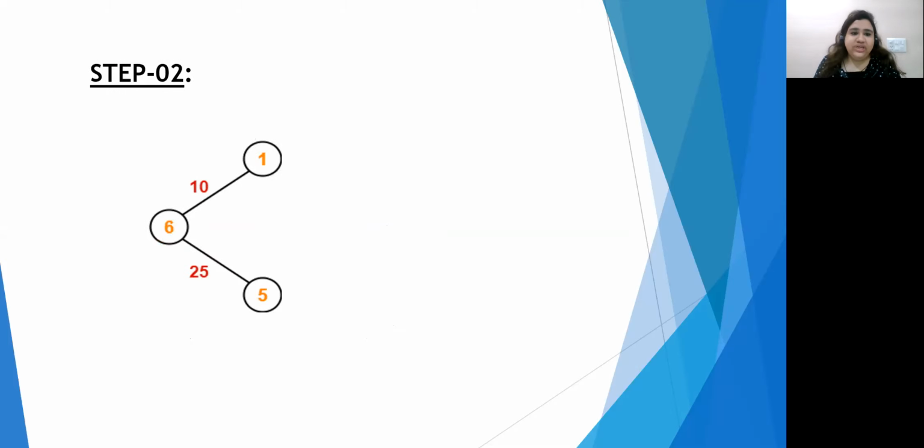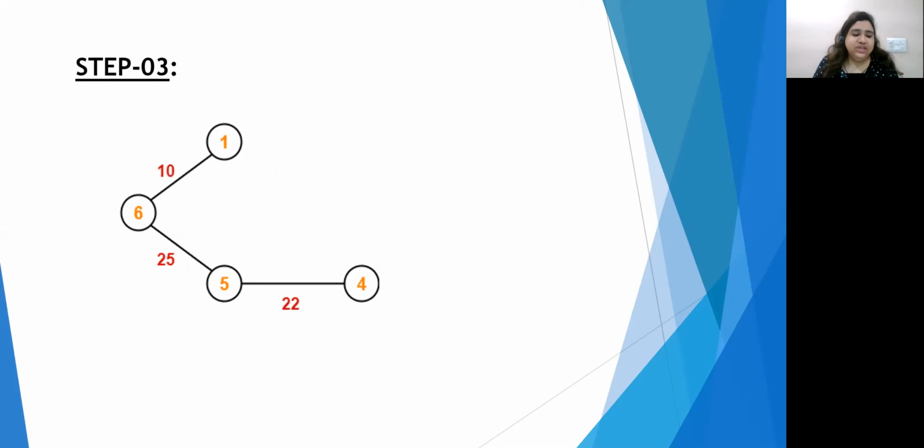Now we'll consider all the edges connected with both vertices, that is vertex 1 and 6, and find the one with the least weight, which is the one connecting vertex 6 with vertex 5, having the least weight of 25 units. Again, we will consider all the three vertices that we have drawn till now, that is vertex 1, 6, and 5, and find out the edges with the least weight and then connect it with the particular vertex. Here we have chosen vertex 4 with the least weight of 22 units.